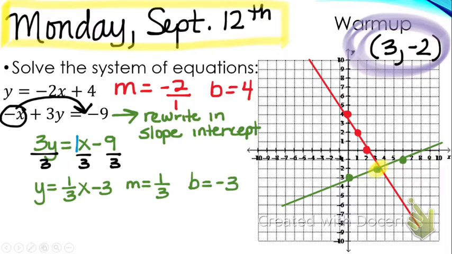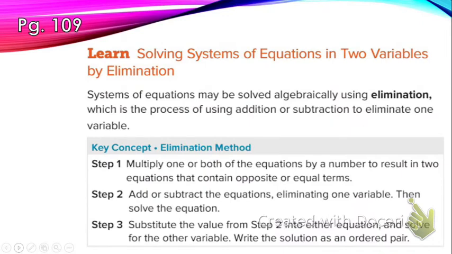All right, so let's go to page, I believe, page 109. Yes, page 109. And let's talk about the third method, which is elimination. This way is the way I prefer because I think it's the easier of the three, personally.